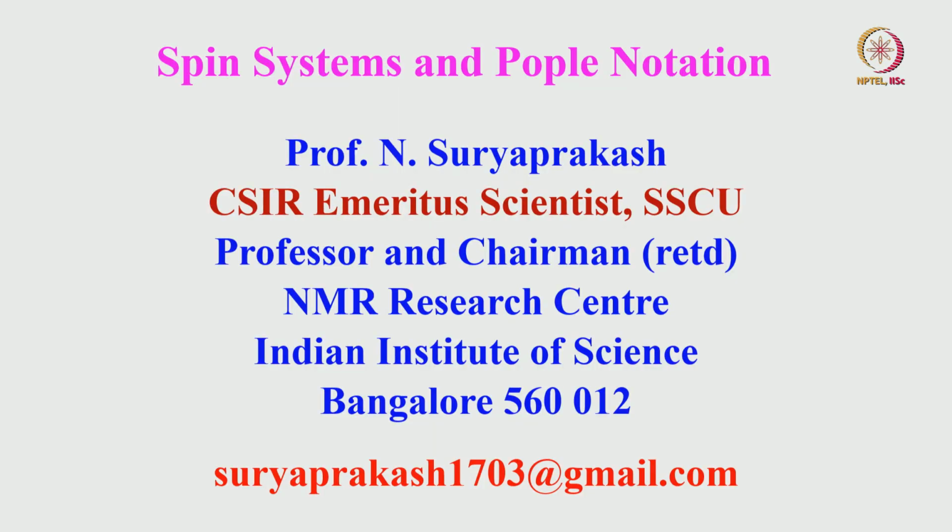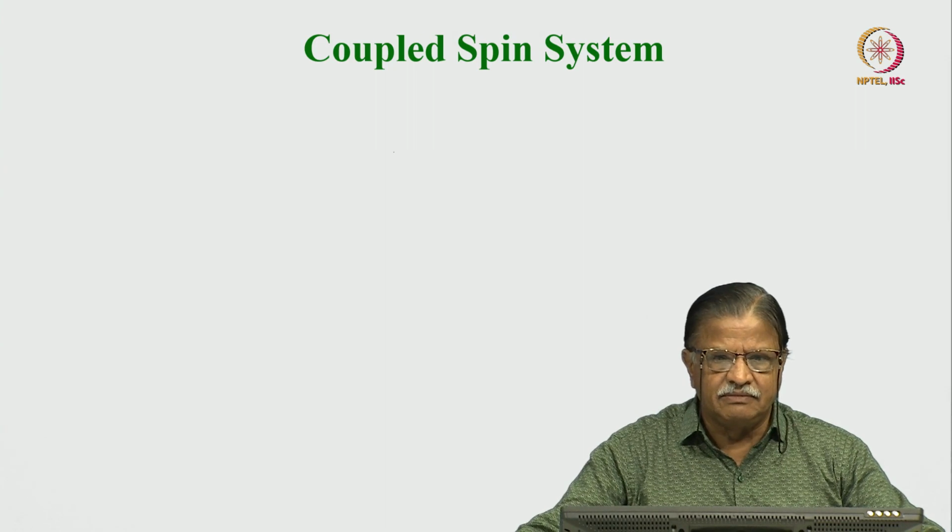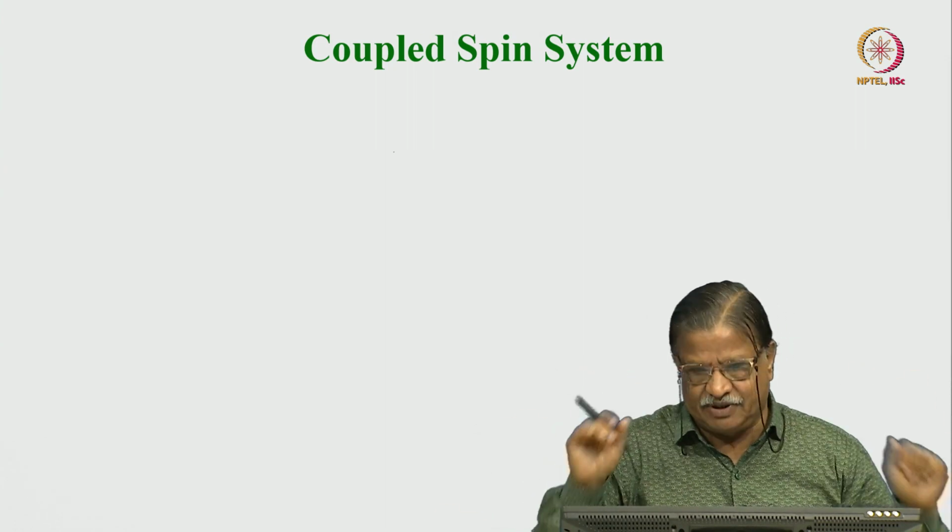So that is another way of analysis, for which we need to understand what is called a spin system. Today we will start understanding spin systems and Pople notation. When I say I have to analyze the spectrum, generally they are all coupled spin systems. If uncoupled, you get only a single peak, and there is no interest in analyzing. But if you want to analyze the spectrum, the spins are coupled among themselves.